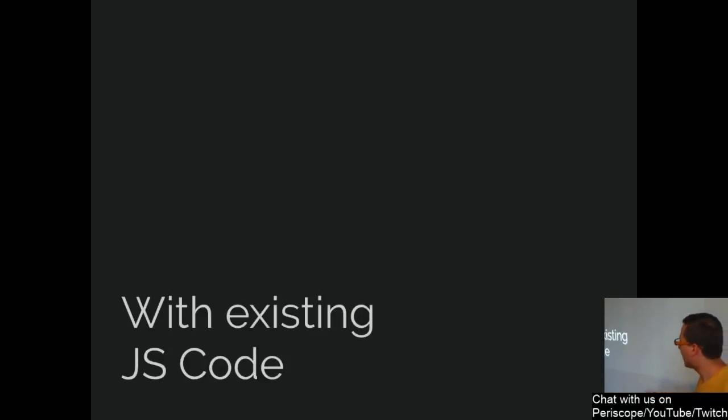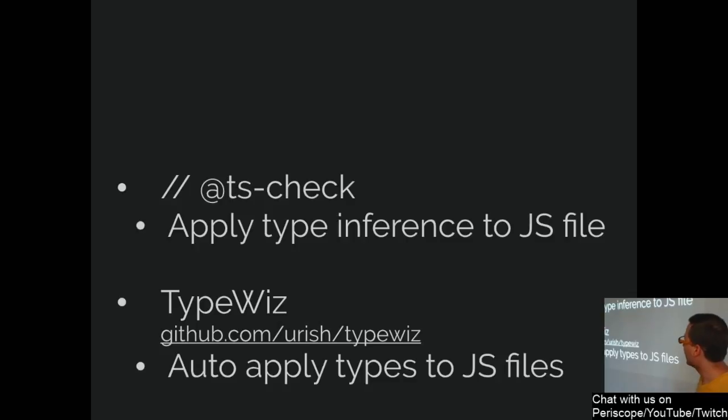Okay, but how do we use it with existing JavaScript code? I would say there's two main ways right now. The first one is you can run any JavaScript code through the TypeScript compiler, and it will just spit it out normally. But if you do slash slash space @ts-check, that will run the TypeScript inference on that JavaScript file. There is also a GitHub project called TypeWiz, right? TypeScript is already doing this type inference in the background. What TypeWiz does is it just automatically applies that type inference to that JavaScript file and prefaces it with TypeWiz, because sometimes it's not going to be 100% there.